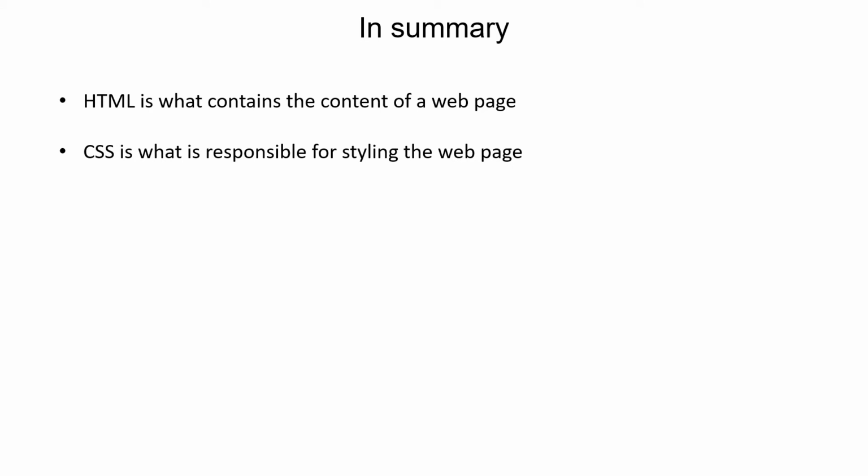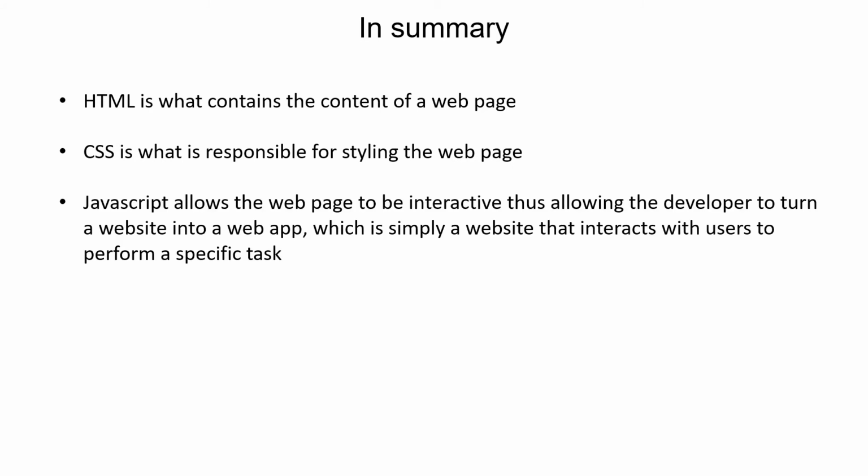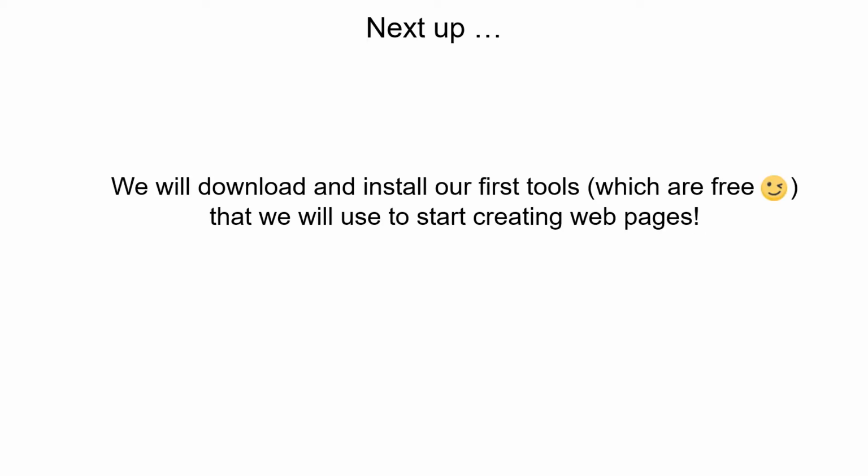In summary, HTML is what contains the content of a web page. CSS is what is responsible for styling the web page. JavaScript allows the web page to be interactive, thus allowing the developer to turn a website into a web app, which is simply a website that interacts with users to perform a specific task. And that brings us to the end of our lesson. Next up, we will download and install our first tools that we will use to start creating web pages.